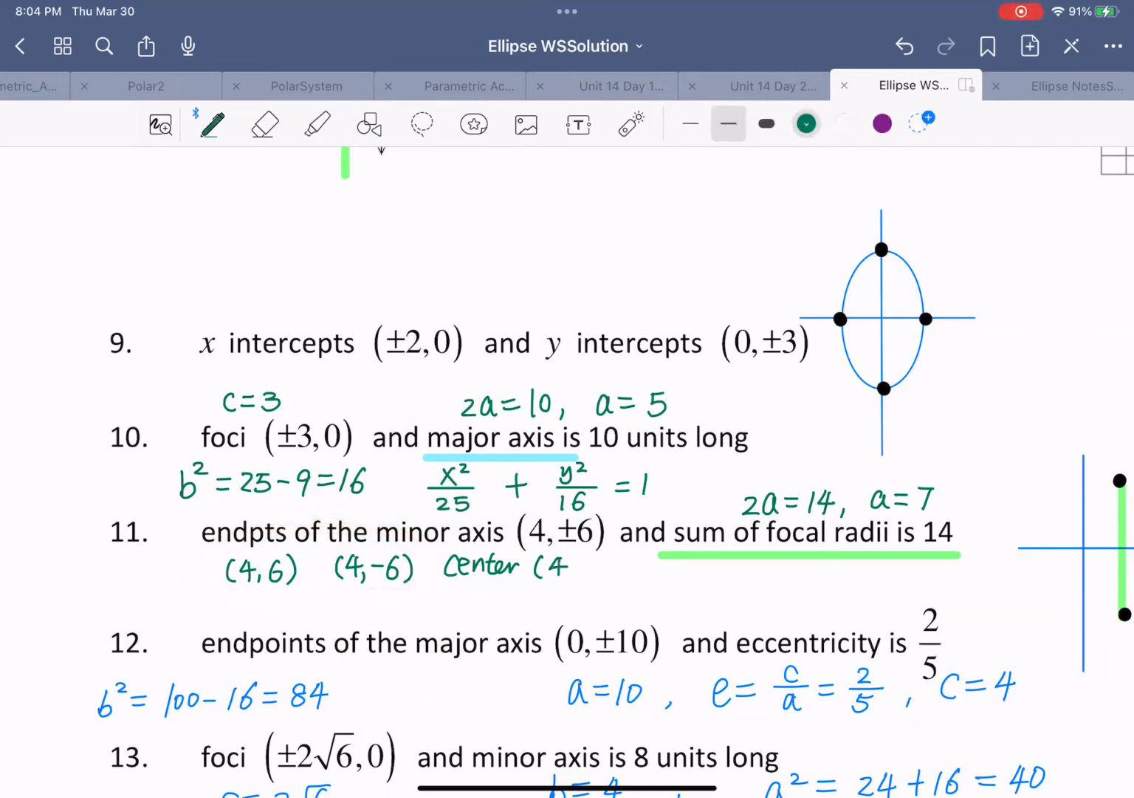(4, 0). Does this tell you the A value or the B value? B value, right? B is 6, right? Now you have the center at (4, 0). You have your A, you have your B, you have the center. It's vertical. Tell me the equation. Go ahead.